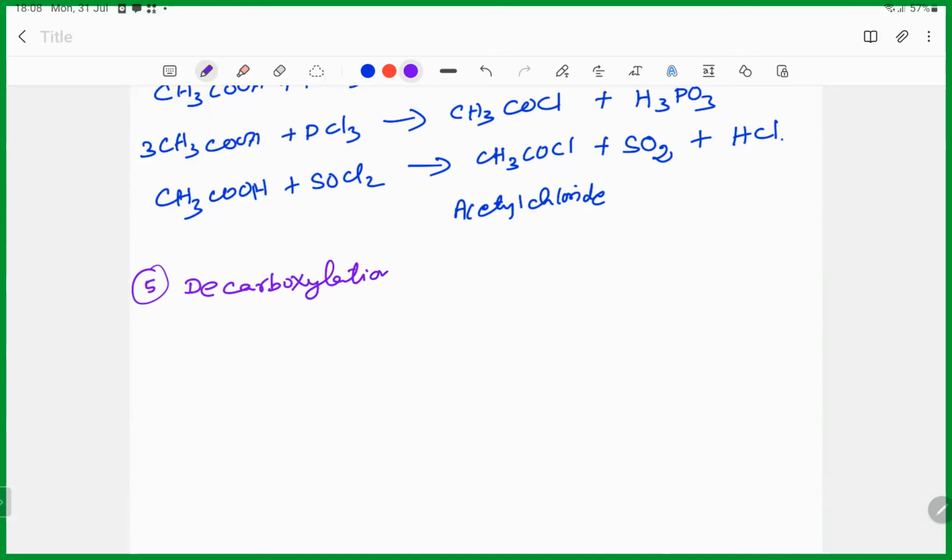Decarboxylation means removal of COOH. So how is it done? When the sodium or potassium salt of a carboxylic acid is heated with soda lime, which is nothing but sodium hydroxide mixed with calcium oxide, it gives an alkane which will have one carbon less than your compound.